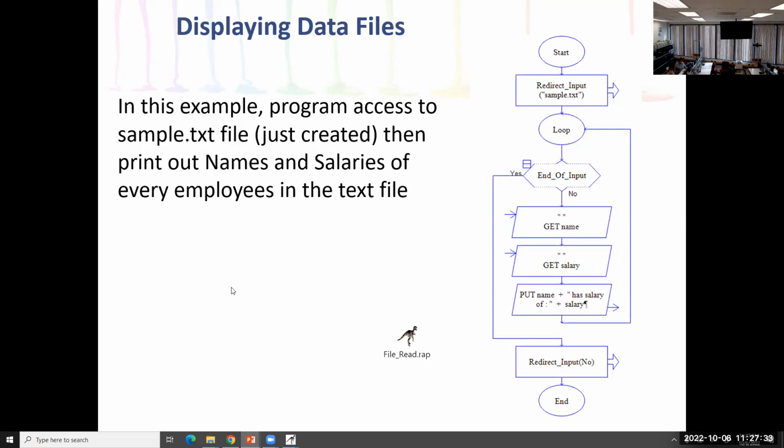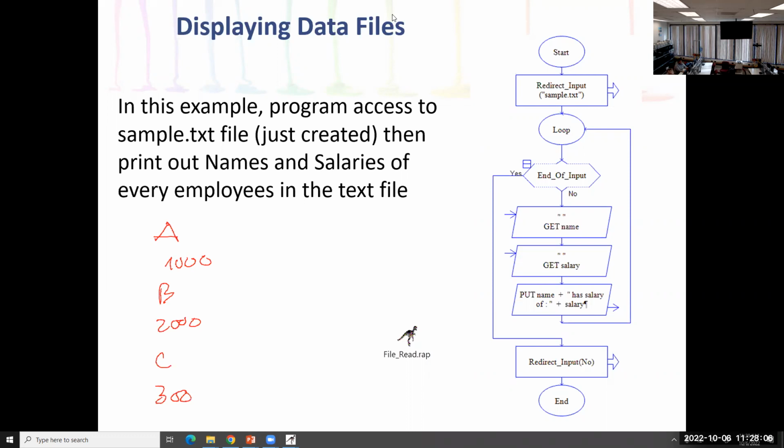Now the end of the input. That means the process keeps going line by line until the end of the file. So for each of them, I get the name, I get the salary, and I print it out here. That's all. If you remember my file, I have the two records here. I have A with 1000, B with 2000, and C with 3000 here.